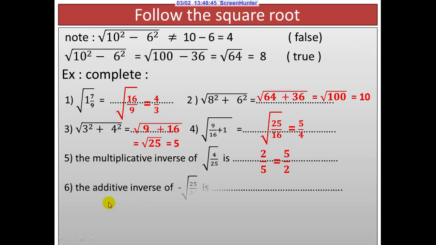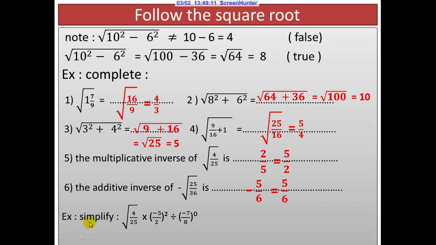Number 6, the additive inverse of negative square root of 25 over 36. First, we must calculate negative square root of 25 over 36. It will be equal negative 5 over 6. And what about the meaning of additive inverse? It means we find the opposite sign, so it will be equal positive 5 over 6.